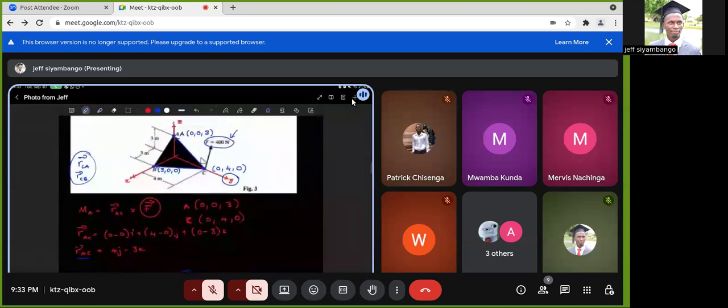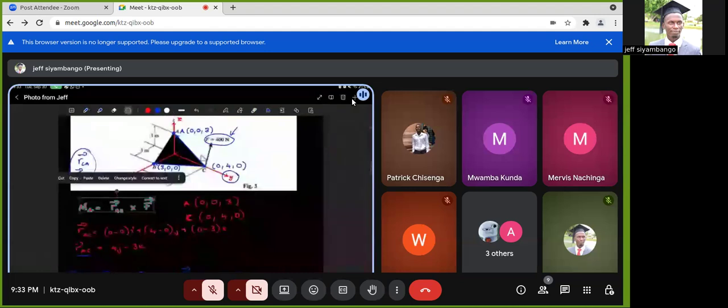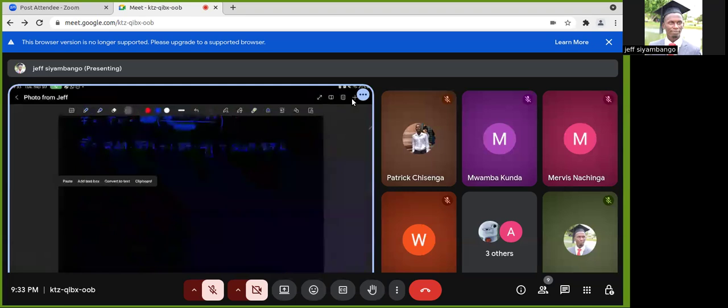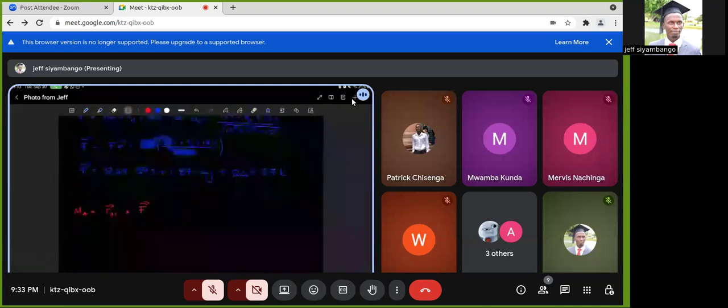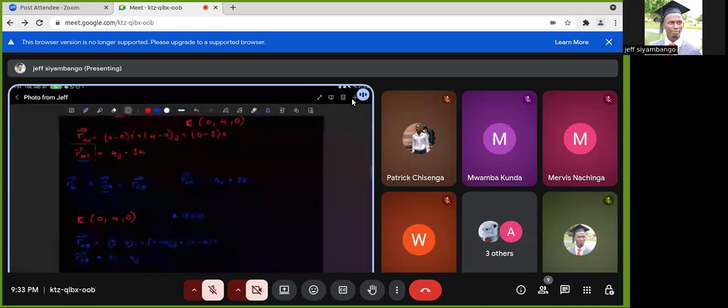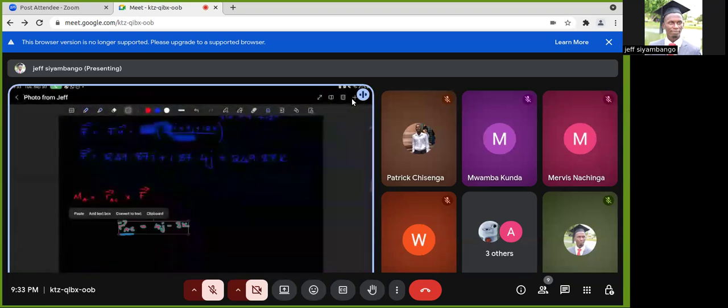When we're looking for that force, remember the force was not the goal. The goal was the moment due to that force about A. So now we have the force in vector form, so we need to use it here. We already know R_AC. R_AC is this. And now we know the force as well. So we easily get the moment.